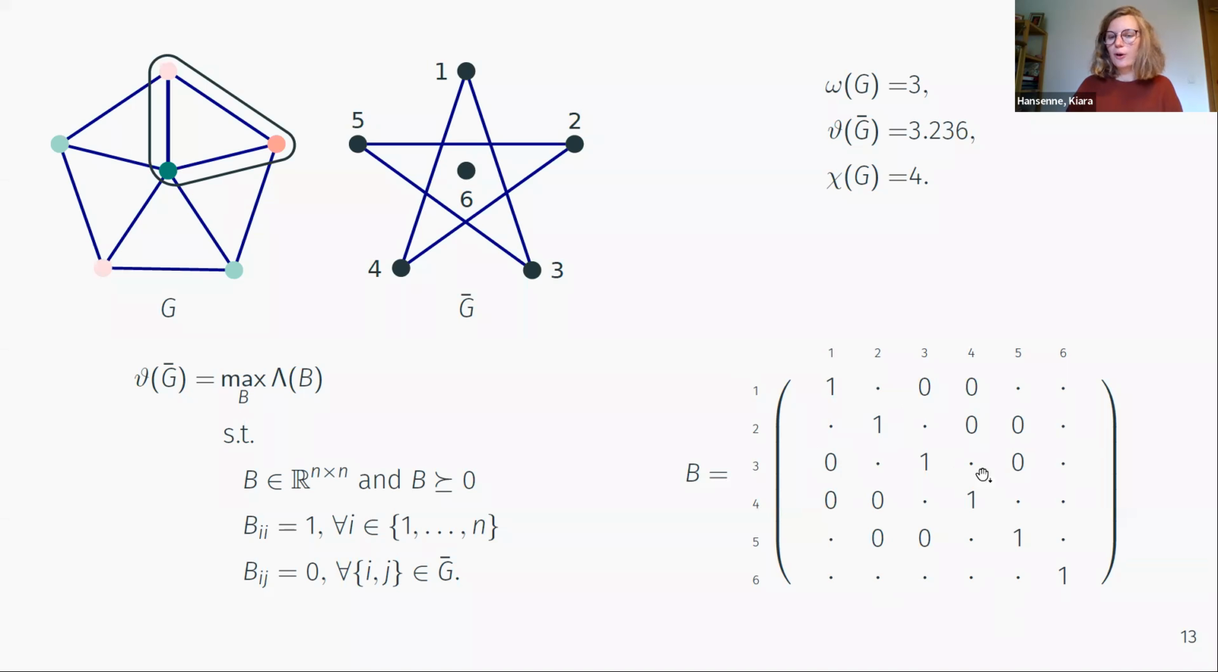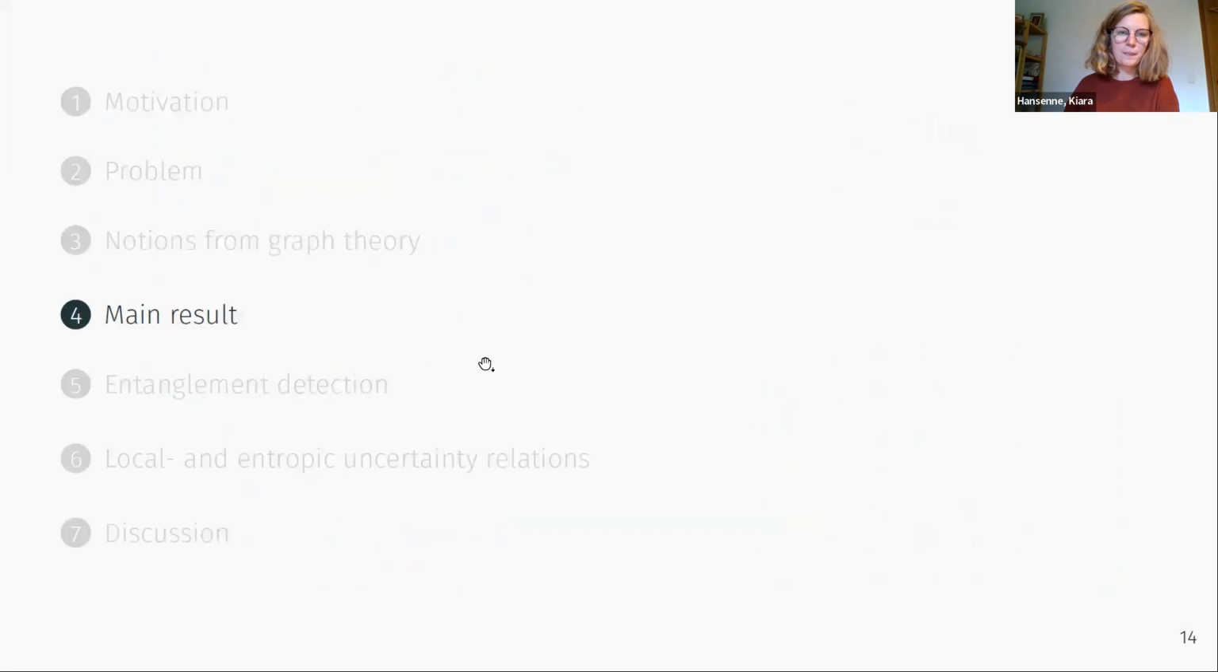And now you just maximize the largest eigenvalue of this matrix with the constraint that it is still a positive semi-definite matrix. And then you end up with the Lovász number of G bar, which is equal to 3.236. And you can then check that it is indeed larger than the clique number of G, but smaller than the chromatic number of G. Okay, so that's it for the Lovász number.